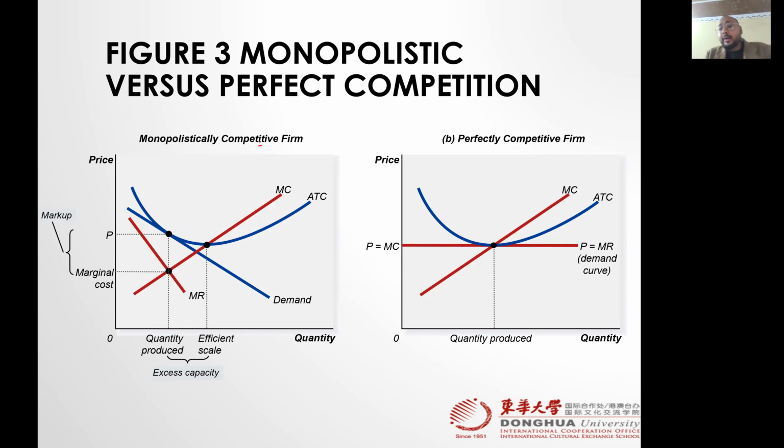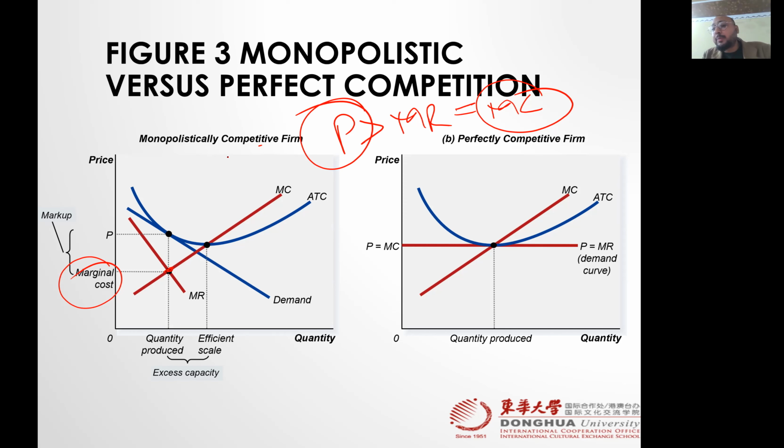But here in the monopolistically competitive firm, for the extra unit we sell, the marginal cost is lower and price is always greater than marginal revenue. So for the extra unit we sell, marginal cost will be less than the market price. It means for the extra unit we sell, we will receive profit.